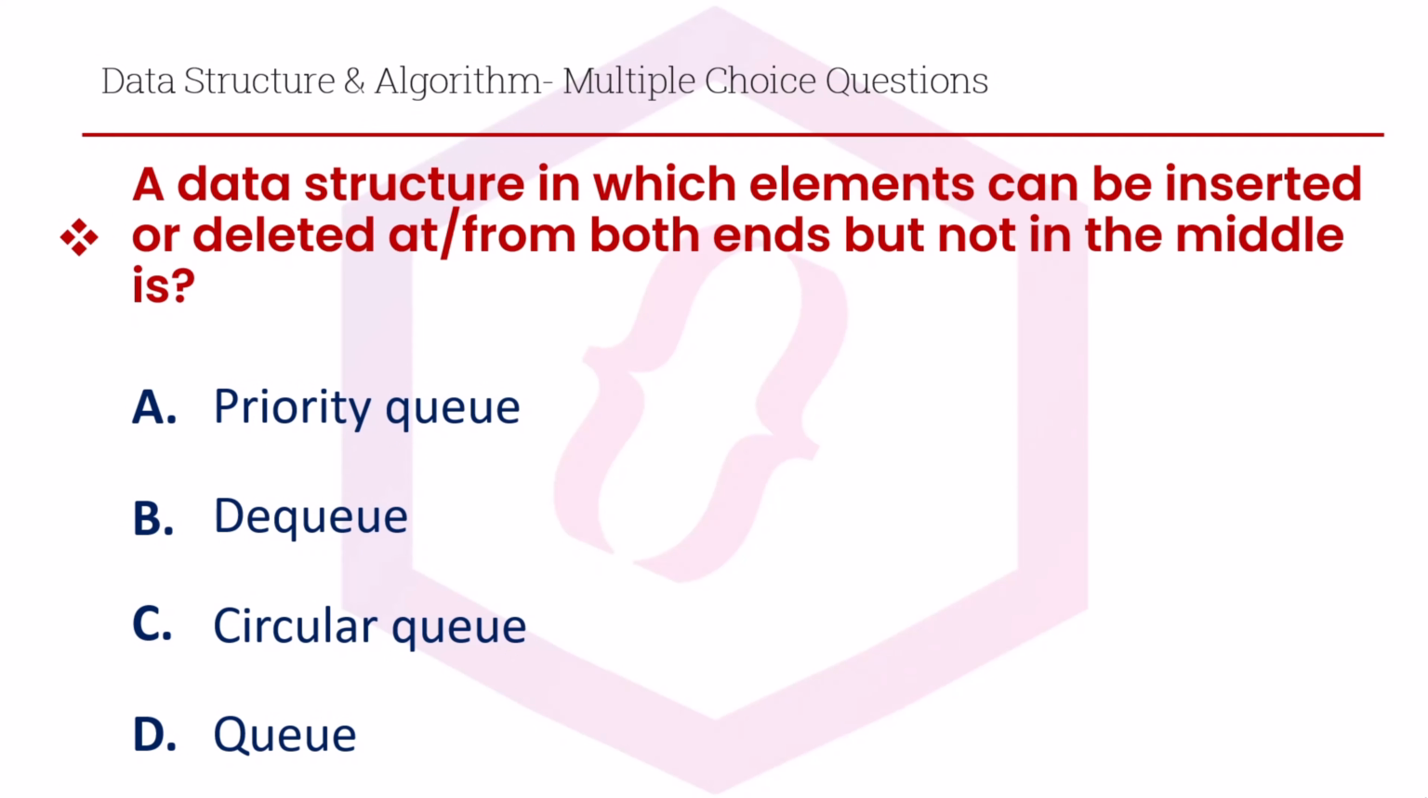A data structure in which elements can be inserted or deleted at or from both ends but not in the middle is option A, priority queue. Option B, deque. Option C, circular queue. Option D, queue. The correct answer is option B, deque.